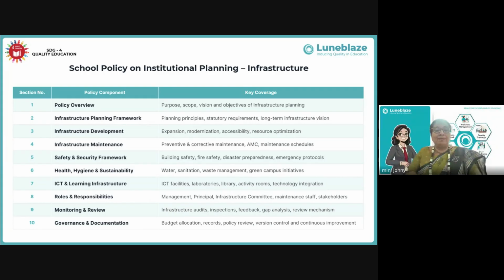Maintenance staff, drivers, conductors, everybody should be educated. What should be their role? Enhance their knowledge. Make them literate. Stakeholders, even our parents. Monitoring and review: infrastructure audits, inspections, feedback and feed forward, gap analysis, and review mechanism. We should have the best review mechanism. Please offer an award for that.